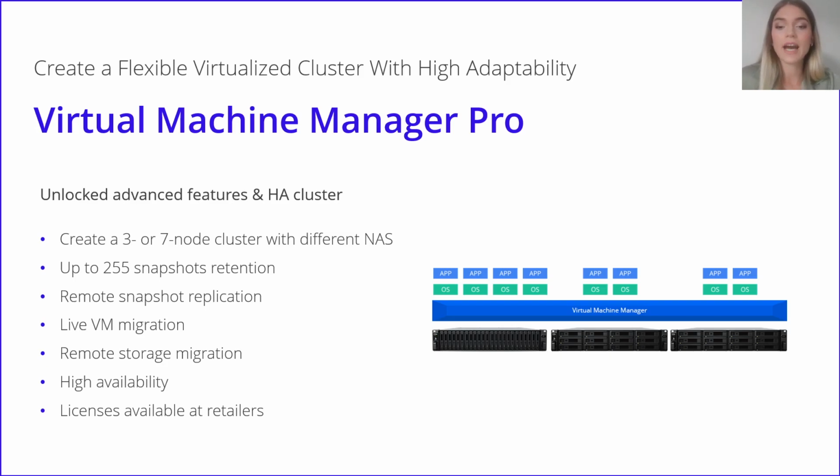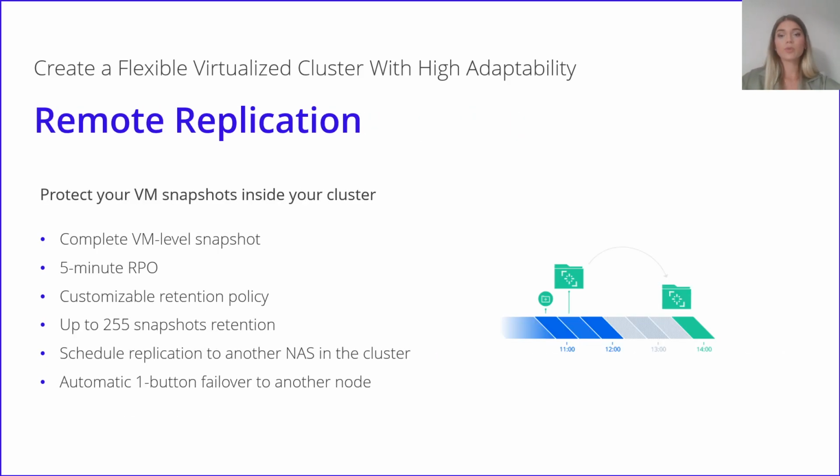Now let's see how each feature can help you protect your infrastructure with VMM Pro. The first one is remote replication. If you have one machine on which you have all the virtual machines, you still need to protect them. So what you need to do is to take a snapshot and then move that snapshot to another device to make sure that even if the main device has an issue, the second device will have all the data available to be restored. And you can do this with Virtual Machine Manager Pro.